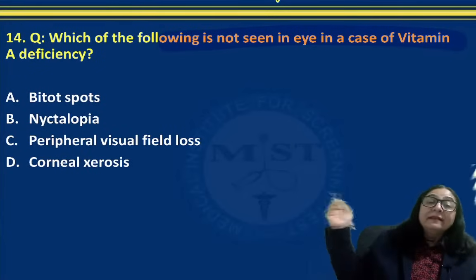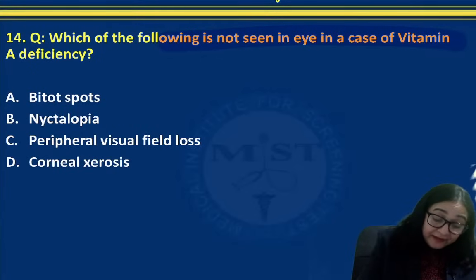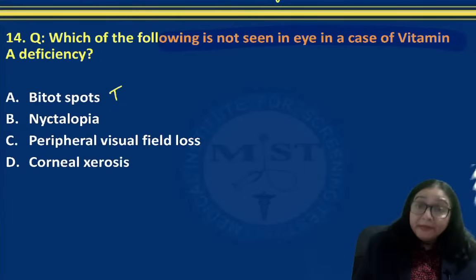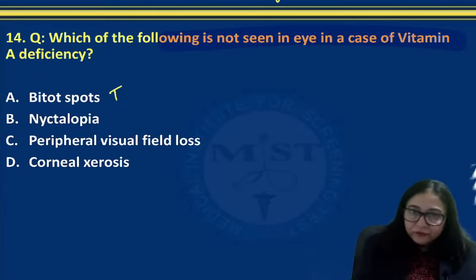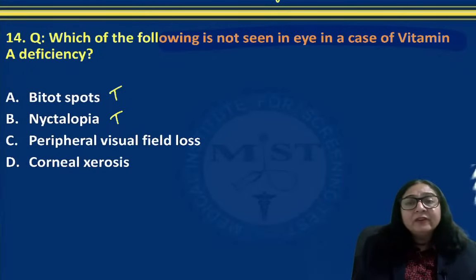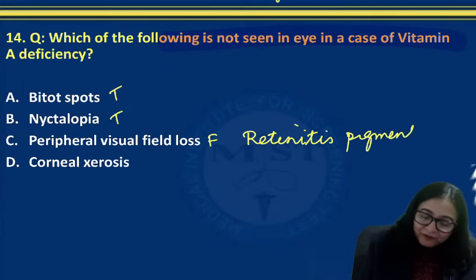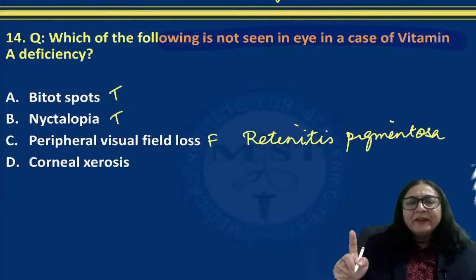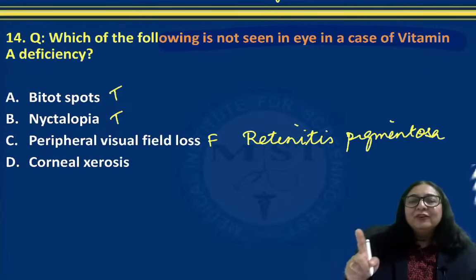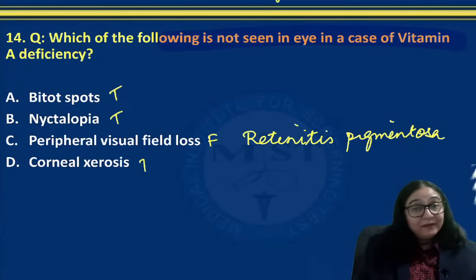So what is not seen? Bitot's spot. Do you see Bitot's spot in vitamin A deficiency? Yes. Nyctalopia. Nyctalopia means night blindness. Do you see it? Yes. Peripheral visual field loss. That's not a feature of vitamin A deficiency. That is the feature of retinitis pigmentosa. Happy, all of you are giving me the right answer for this question. So any question related to vitamin A deficiency, don't mark it wrong. Corneal xerosis, the dry cornea, that will be seen.